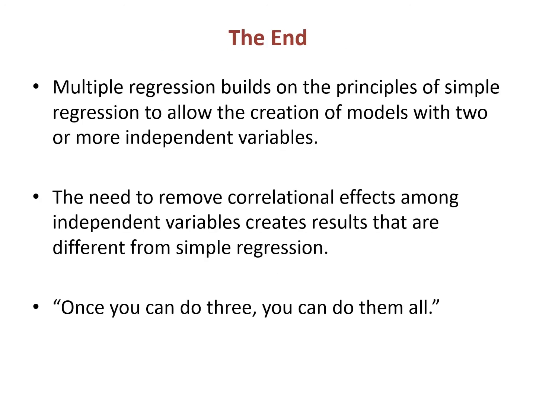Multiple regression builds on the principles of simple regression to allow the creation of models with 2 or more independent variables. The need to remove correlational effects among independent variables creates results that are different from simple regression. Once you can do 3, you can do them all.